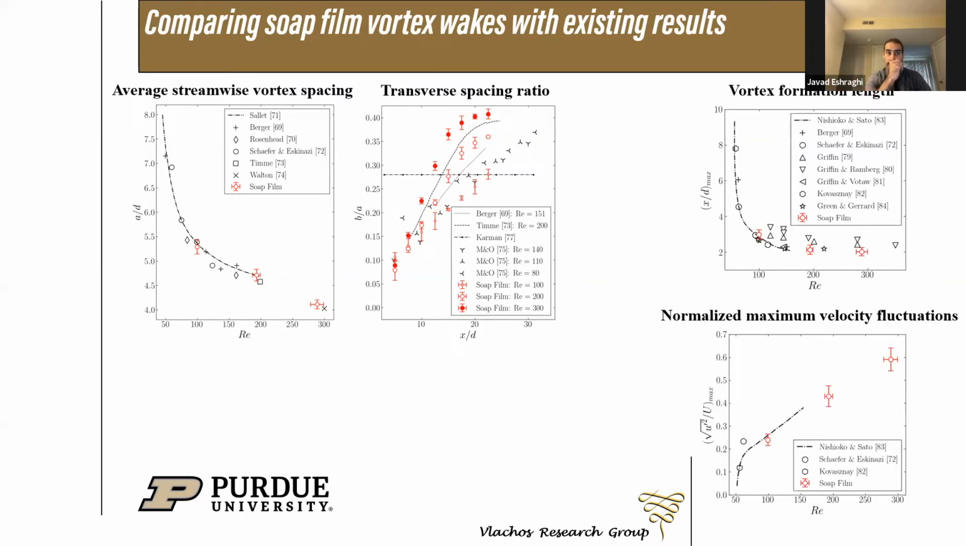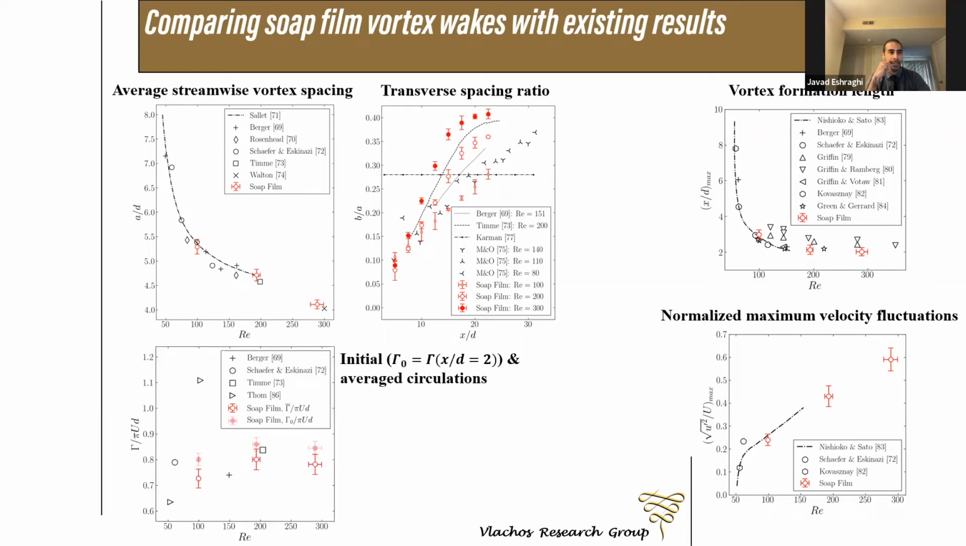Formation length of the vortices in the flowing soap film also correlates well with those reported in the literature for the case of low Reynolds number. And lastly, I'm calculating the circulation, and the circulation of vortices in the flowing soap film has the same magnitude as those reported by other researchers.